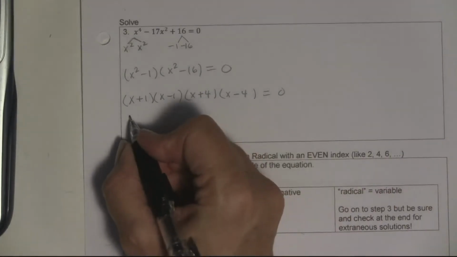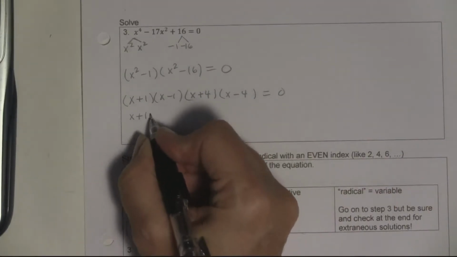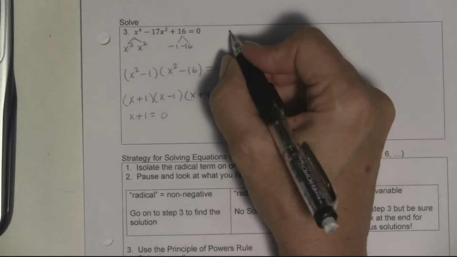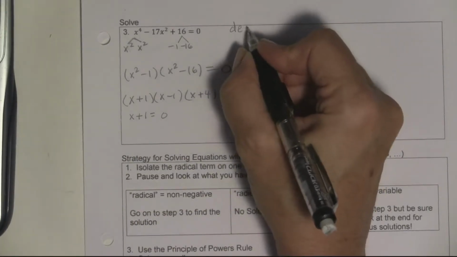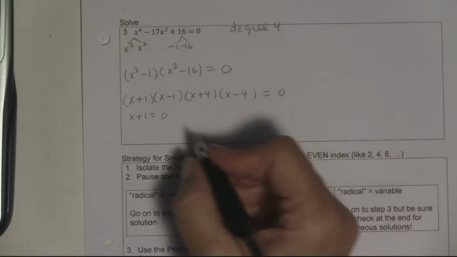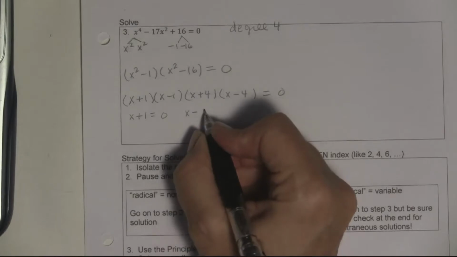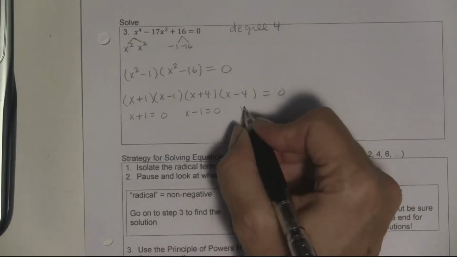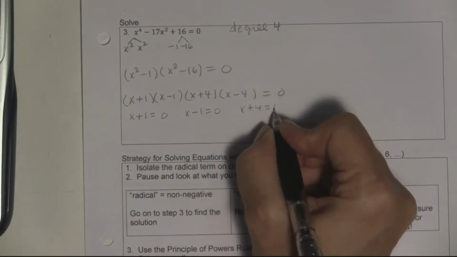And so now I can set the pieces to 0 and solve each piece. So it started off degree 4, which told me, hey, might be 4 solutions, right? And now I've made it into 4 linear equations by using factoring.